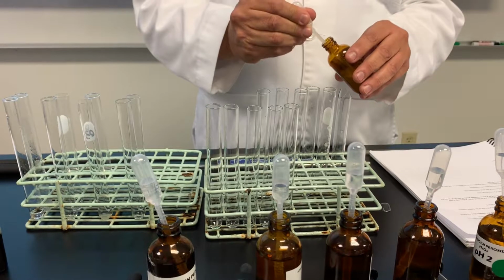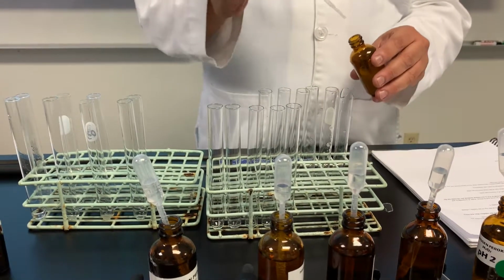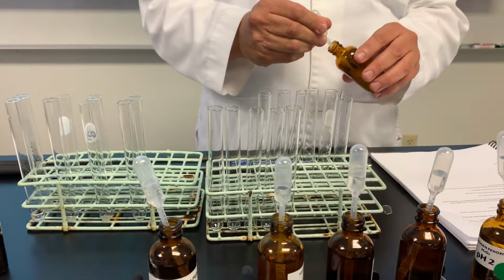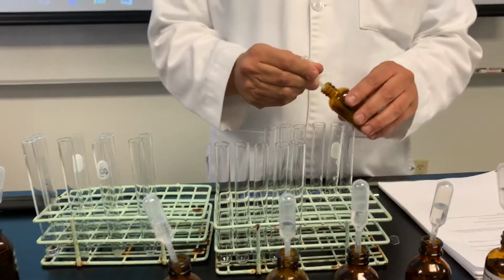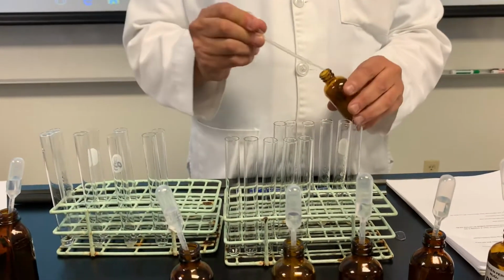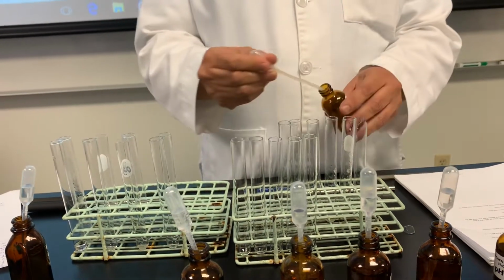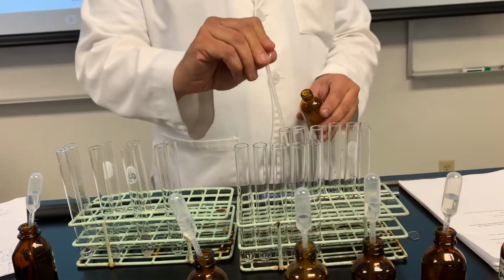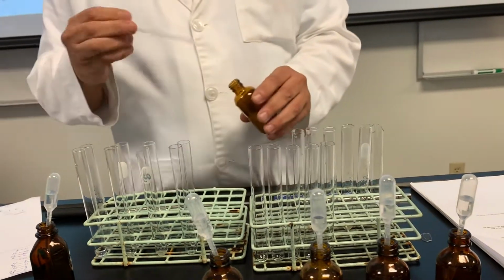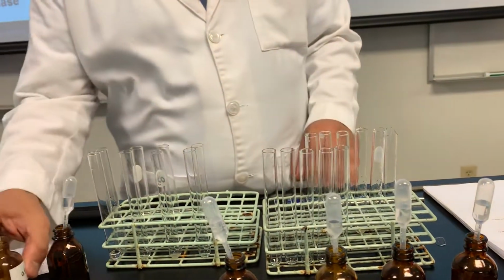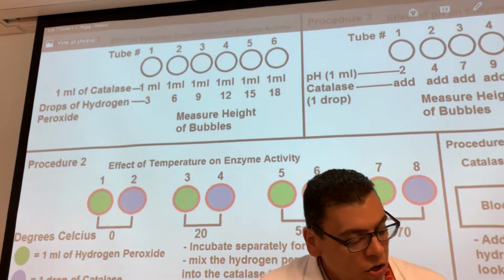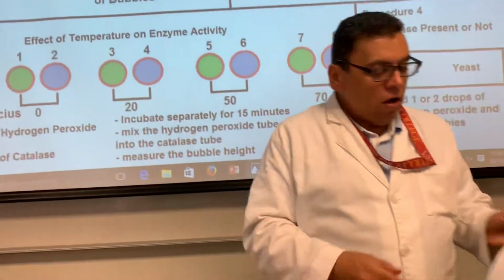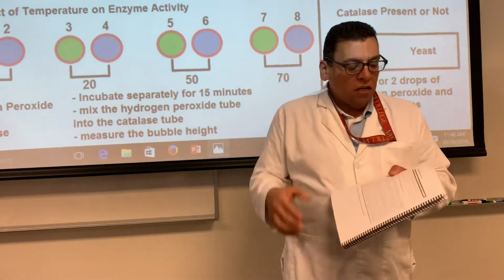How do people extract the catalase from the organ? There's a procedure for that. Pretty simple procedure. Okay, so it's 1 ml of catalase in each one, and it tells you to follow it up with 3, 6, 9, 12, 15, 18. Now, you're going to turn to page number 64, and you're going to start writing these things down.